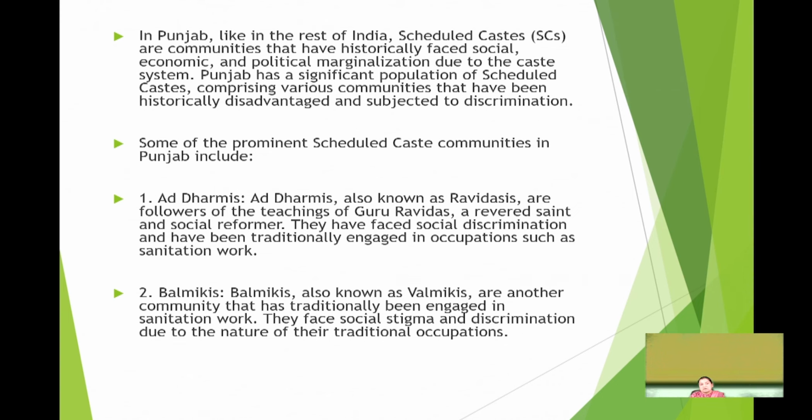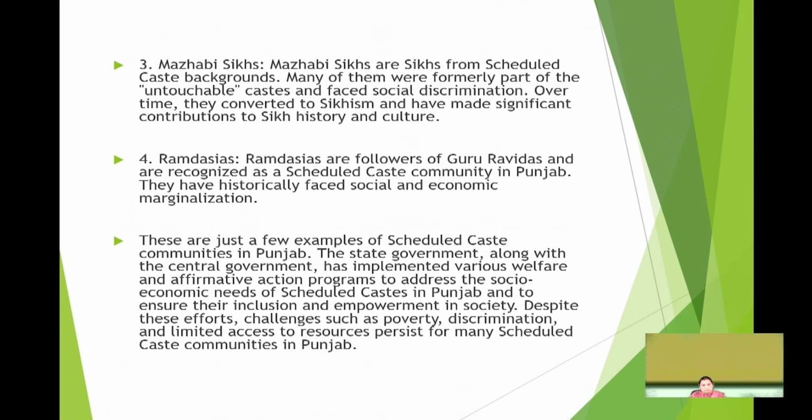They are also known as Ravidasis, and they are followers of the teachings of Guru Ravidas, a revered saint and social reformer. They have faced social discrimination and have traditionally been engaged in occupations such as sanitation work. Similarly, Balmikis, also known as Valmikis, are another community that has traditionally been engaged in sanitation work. They face social stigma and discrimination due to the nature of the traditional occupation.